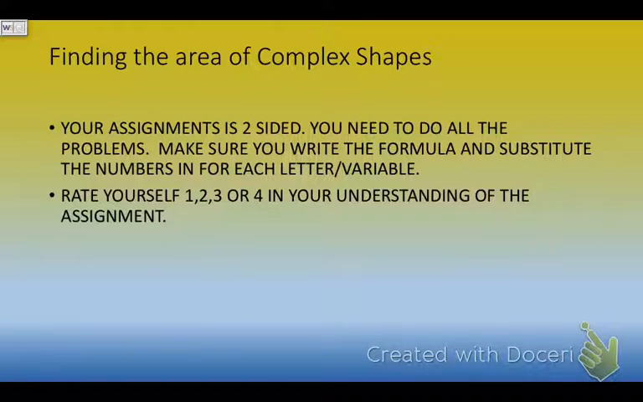Make sure that you rate yourself. What is it that your understanding is? Is it a 1? Is it a 2? Is it a 3? Is it a 4? And make sure that you do ask questions if you do not understand or if you need extra help.